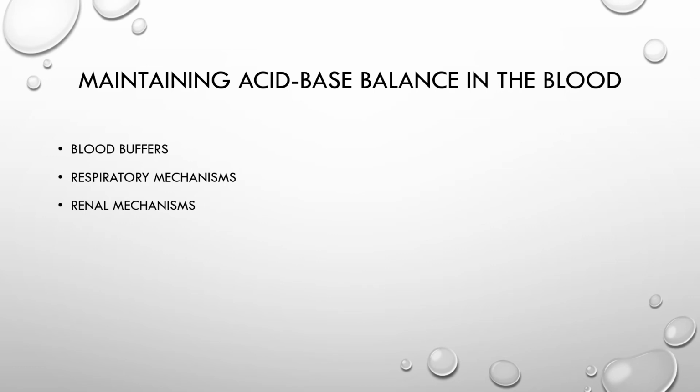Maintaining acid-base balance in the blood. For cells of the body to function properly, blood pH must be maintained between 7.35 and 7.45. So this is a pretty narrow range. Whenever the pH of arterial blood rises above 7.45, a person is said to have alkalosis, and a drop in arterial pH below 7.35 is acidosis.